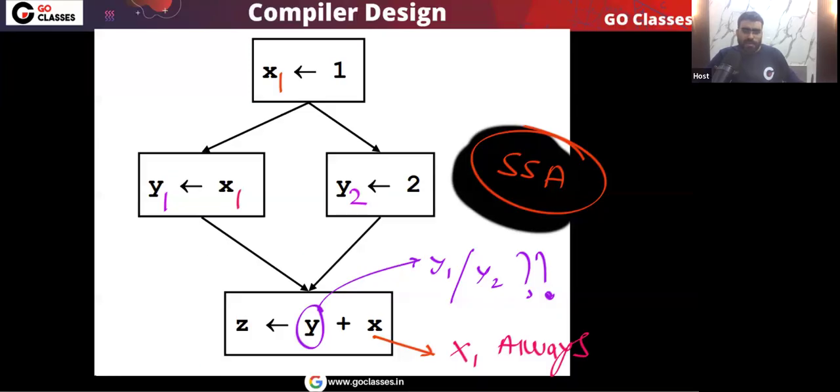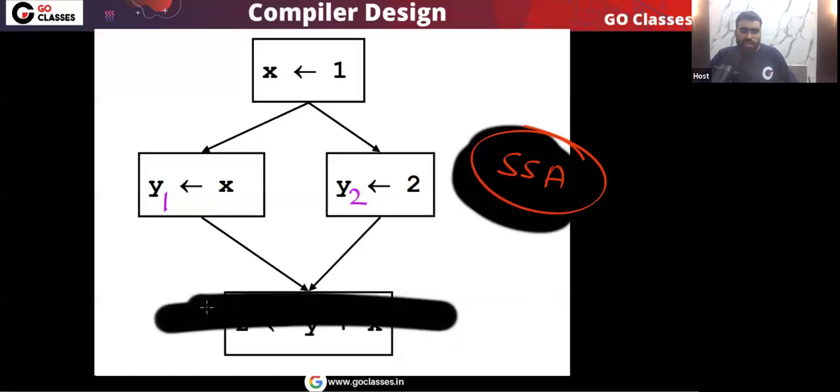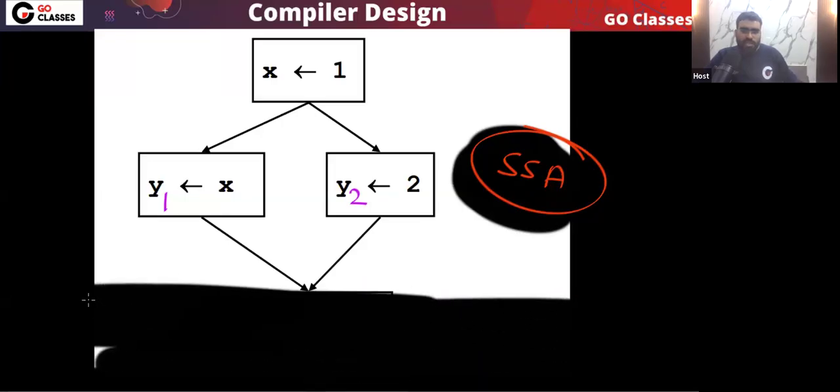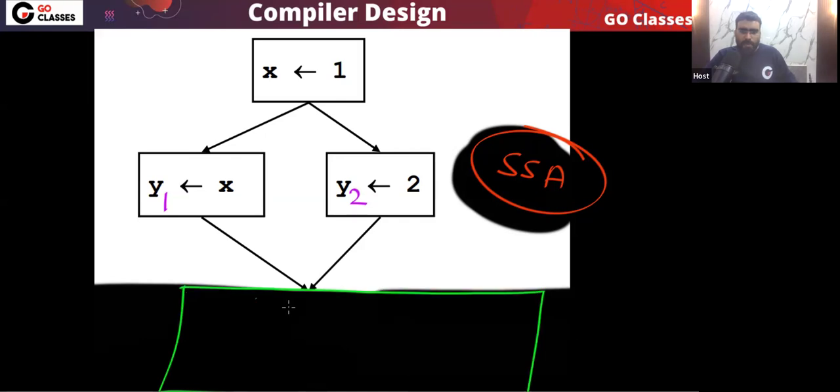So remember, for X, you don't have to write a phi node. We do not have to create a phi node for X because there is no ambiguity with X. So you can create this phi node only for Y: Y1, Y2, put some Y3, and then finally in this Z you can put Y3 plus X1.